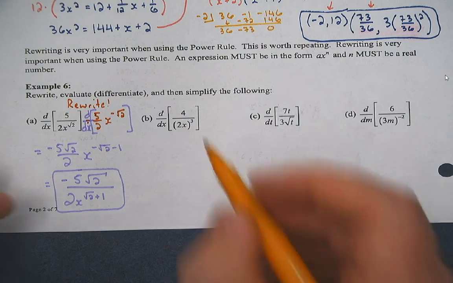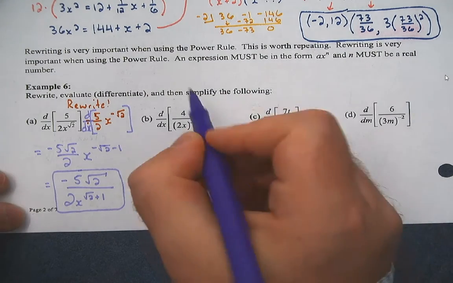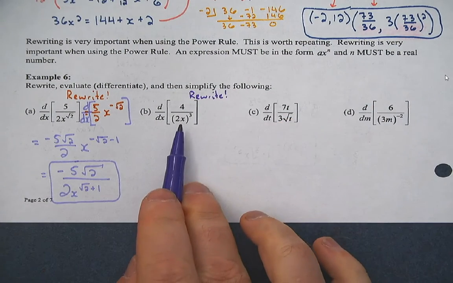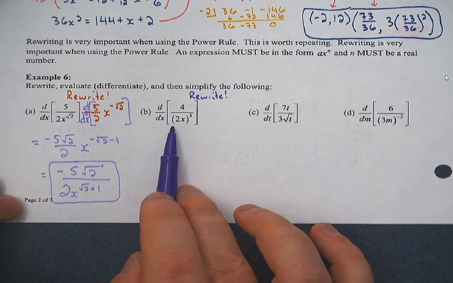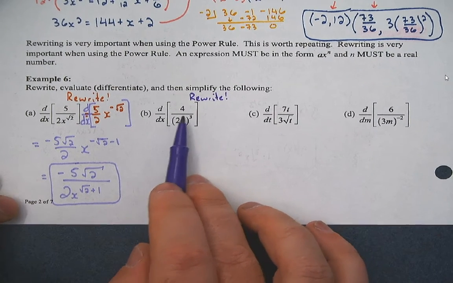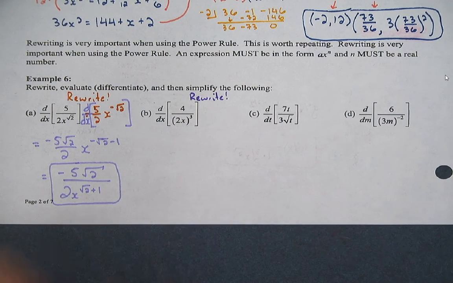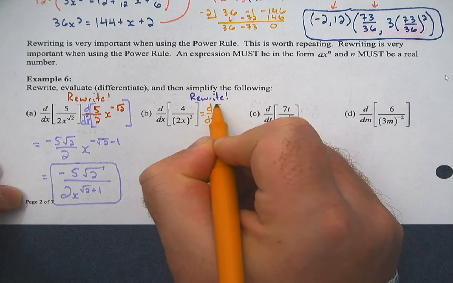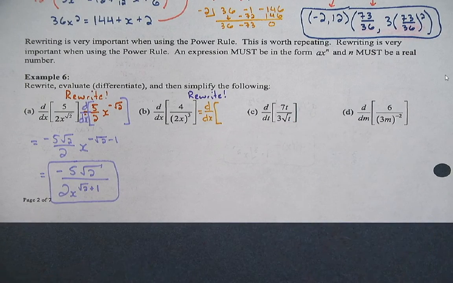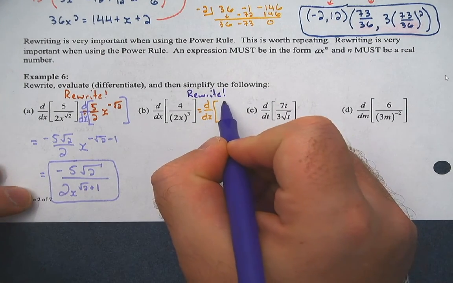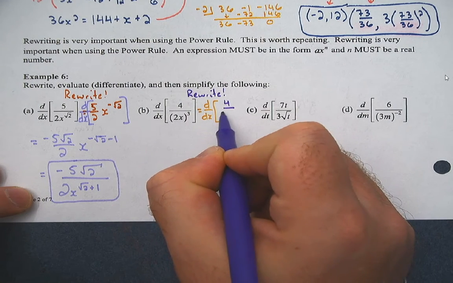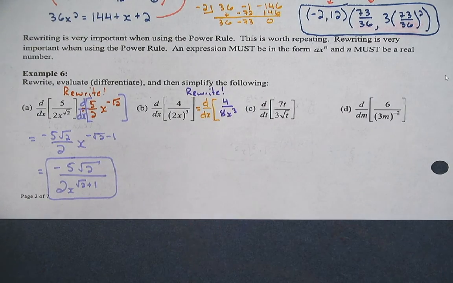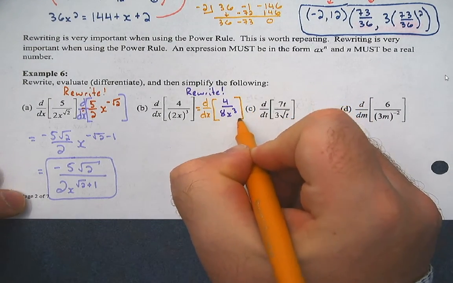So I'm first going to do a rewrite. Now my rewrite, I'm going to take this into account. So I'm going to take in 2x to the third. That means the 2 is getting cubed and the x is getting cubed. So this is going to be equal to, I'm still taking the derivative of, 4 over 2 cubed, which is 8, x cubed, x to the third. That was just a rewrite.